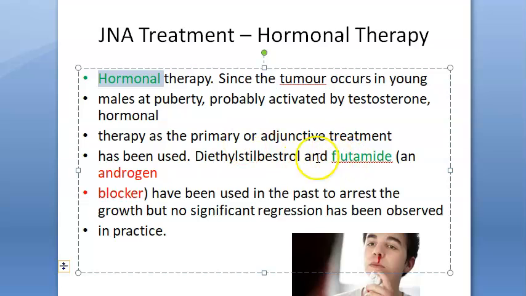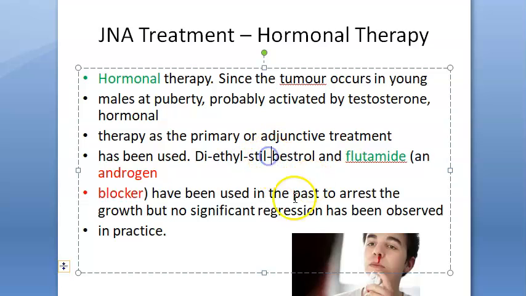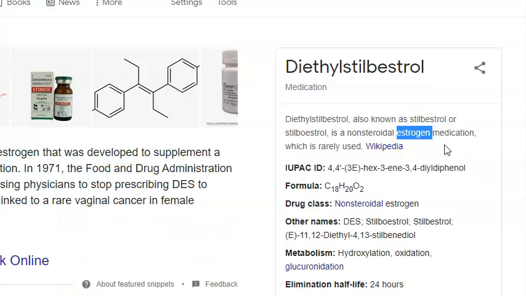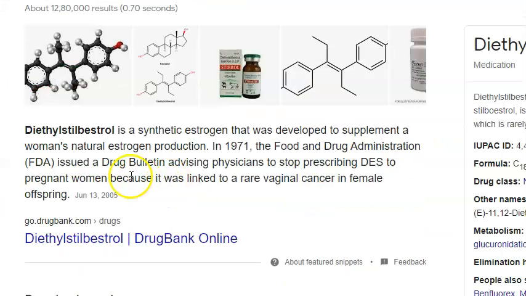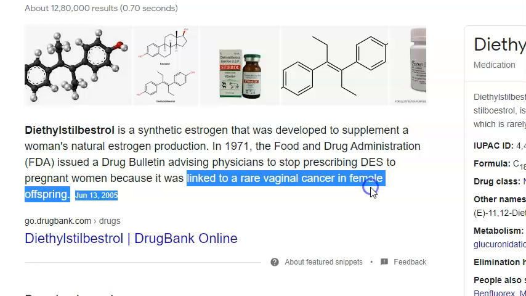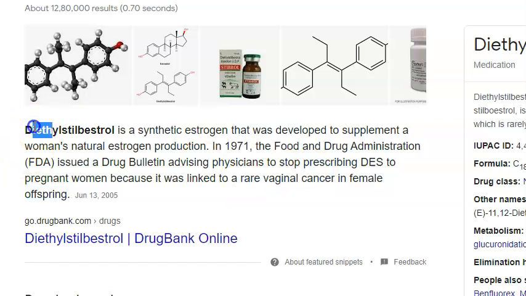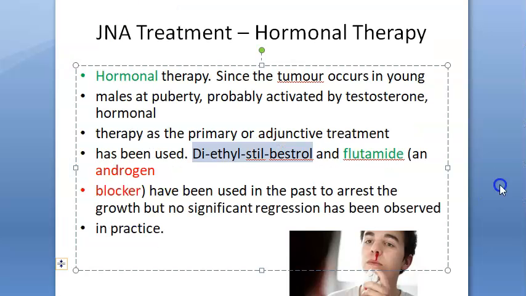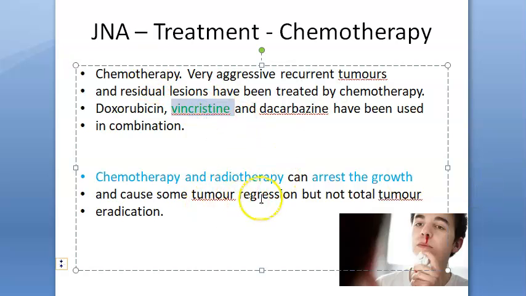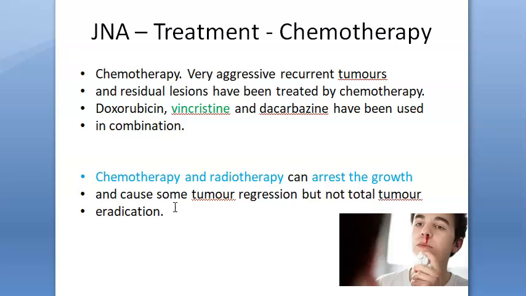Hormonal therapy, because it is because of testosterone, they want to give some androgen blocker like flutamide, diethylstilbestrol. This diethylstilbestrol had some problem with women, right? Having some problem with the female children born, isn't it? This is not a great thing to give to women. Look at this. This is an estrogen medication, non-steroidal estrogen medication. But like they have mentioned here, it was linked to rare vaginal cancer in female offspring. If the mother has taken it, in the female offspring there can be rare vaginal cancer because of diethylstilbestrol. But looks like the treatment here is that only. They want to give estrogen to combat the testosterone. Then chemotherapy like vincristine, etc. Basically, they want to arrest the growth of these tumors.